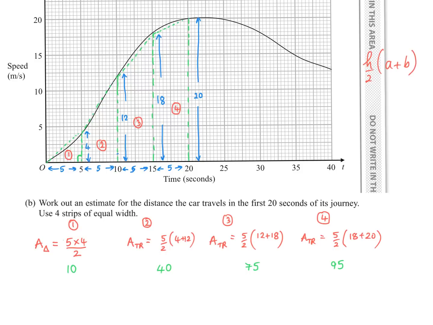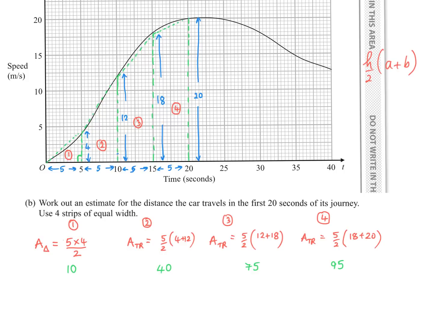where a and b are the lengths of the parallel sides, and h is the common height to all of them, which is 5 in every case. So after getting these lengths done, and I think the graph's done really nice because they work out as nice whole numbers, you can just put that into the formula for each of the trapezia and you'll get 40, 75 and 95, the area of the triangle being 10.